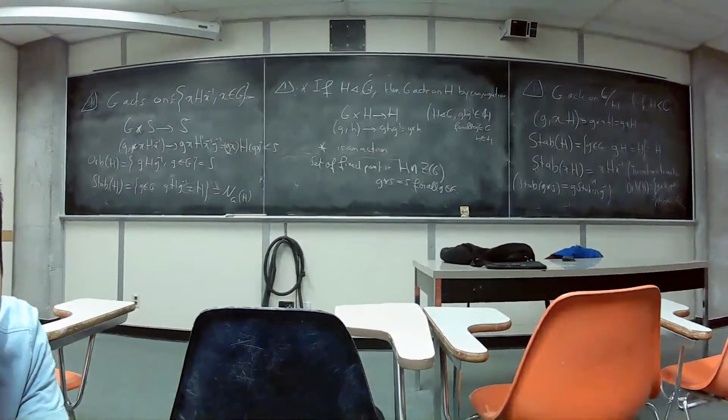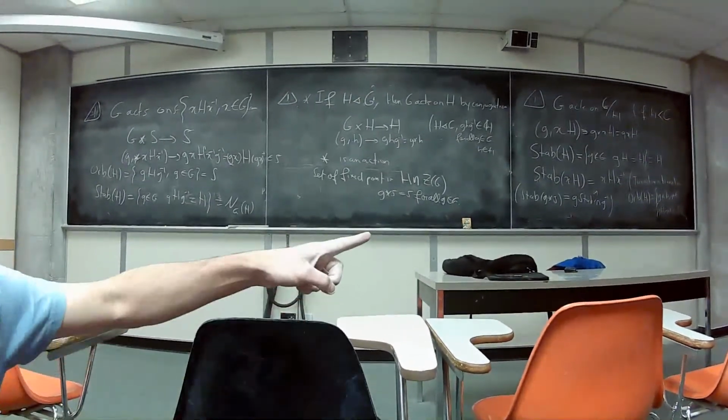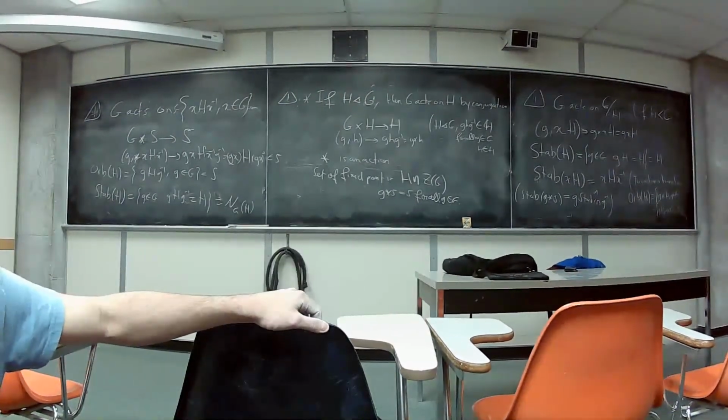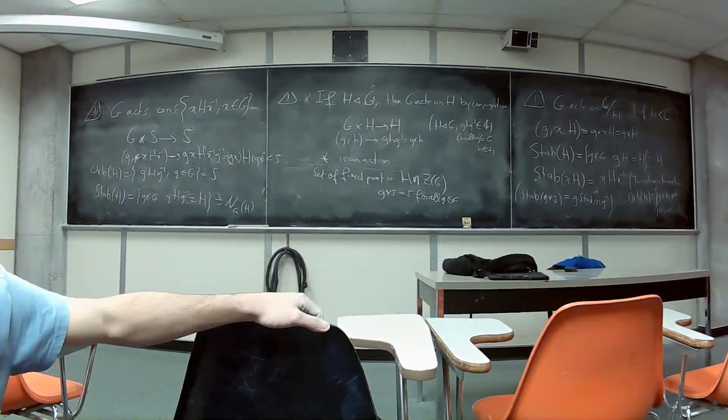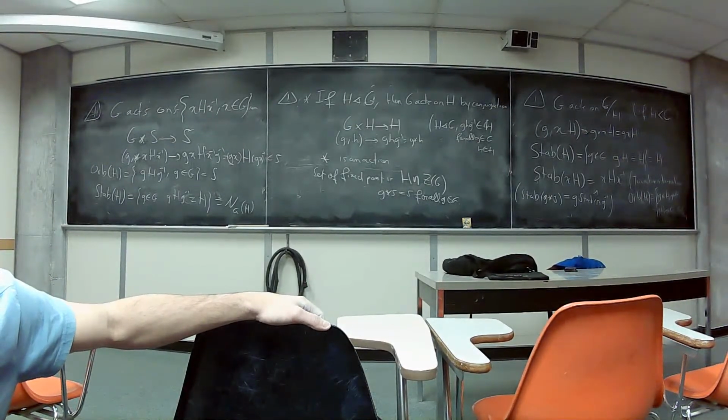The orbit of H is g star H as g is in G, which is gH as g is in G, which is G mod H. Okay, great.